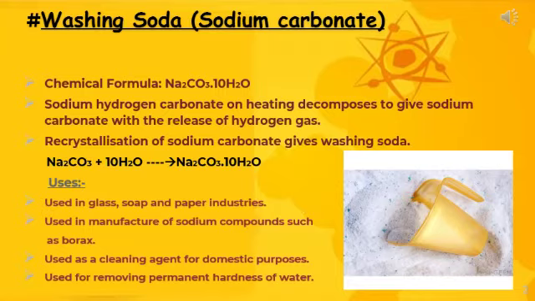Na2CO3.10H2O. Now the uses of washing soda: it is mainly used in the glass, soap and paper industries. It is also used in the manufacture of sodium compounds such as borax, and as a cleaning agent for domestic purposes. Your mom will use washing soda, or your washing detergents, all these contain sodium carbonate. It is also used for removing permanent hardness of water.